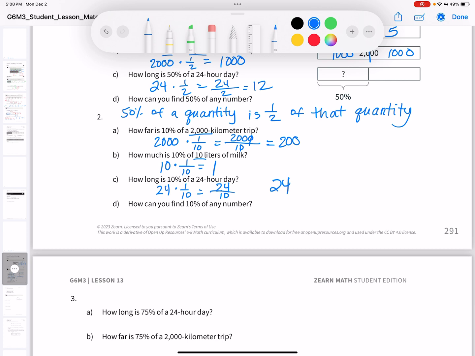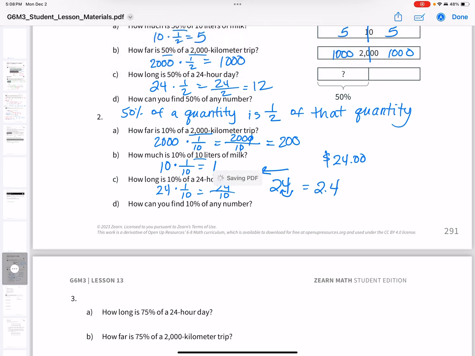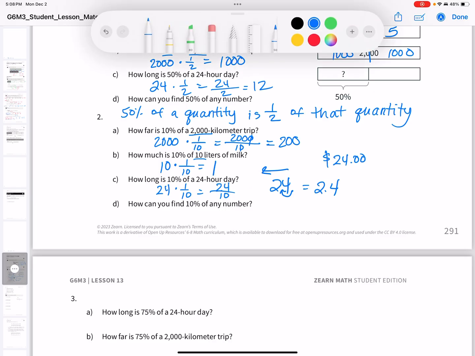So anytime I divide by 10, it moves the decimal over to the left. And if I multiply by 10, it moves the decimal to the right. So here's my invisible decimal that we don't really write when we have whole numbers, but we can. We could even write it like this if we're working with money. And because I'm dividing by 10, I move that decimal over 1. So the answer is 2 4/10. So how long is 10% of a 24-hour day? It's 2 hours and 4/10 of an hour.